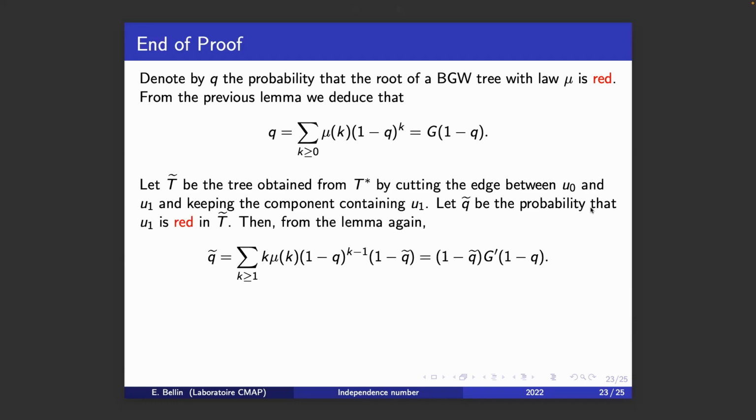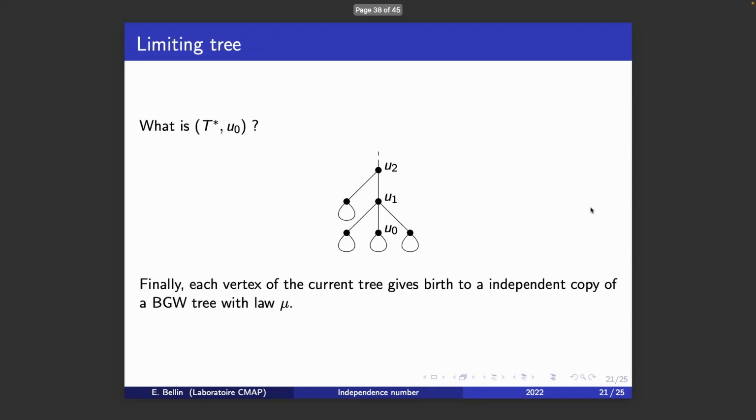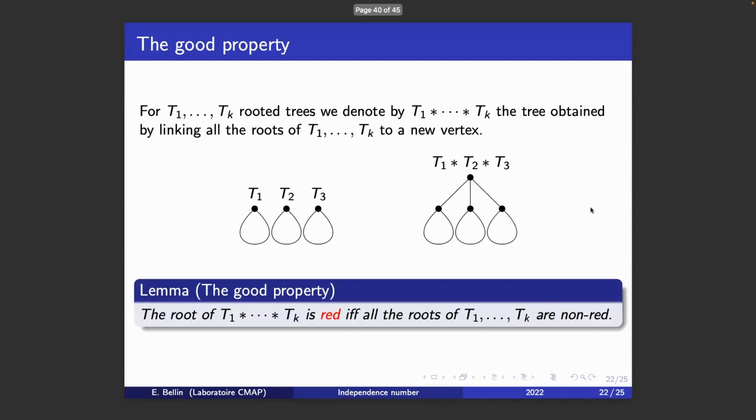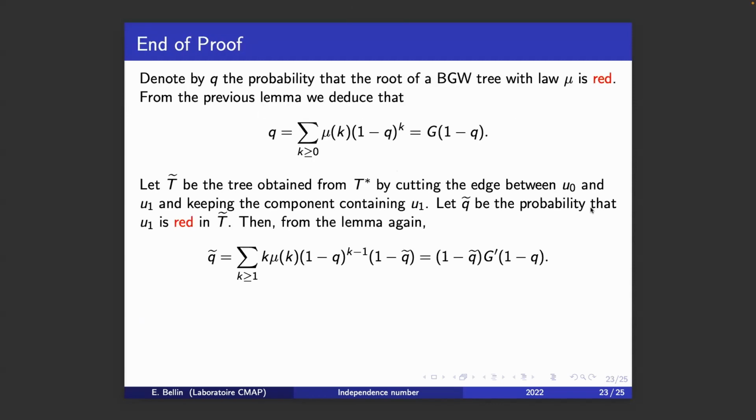Now I would like to do the same thing for another random tree, which I call T tilde, which I obtain by doing the following. So let me go back. You take T star and you cut the edge between U0 and U1, and you get rid of U0 and its little bulb under. So you keep only what is happening above U0. If you do that, you have T tilde. And you ask the same question, what is the probability of U1 being red in T tilde?